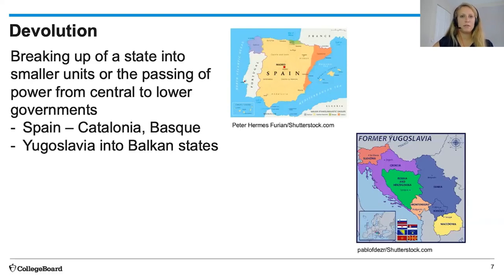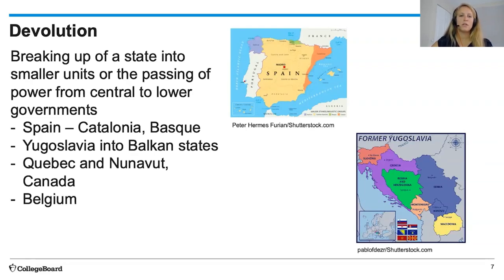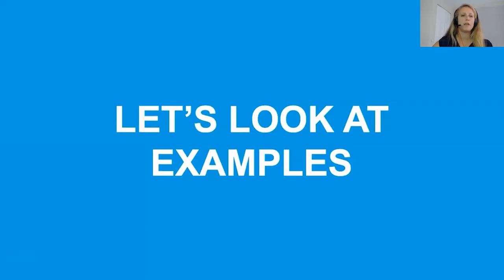But in Spain, we've already talked about, in Yugoslavia, 2 different provinces in Canada, Belgium, and Nigeria. So a lot of this we'll get into more in other Unit 4 videos. But let's look at some more specific examples.